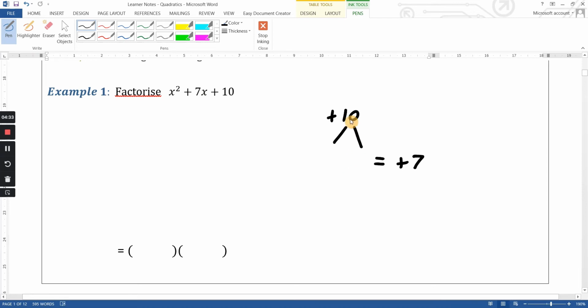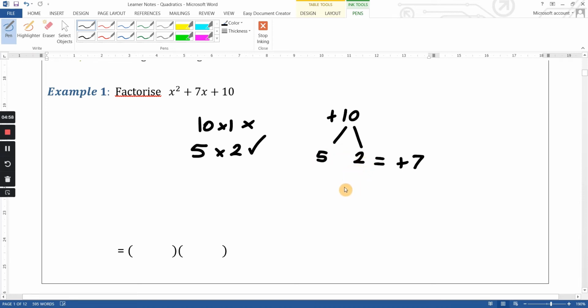So 2 numbers that multiply to give you 10 are 10 and 1. But that's not going to give me 7 though, is it, when I add them? So let's not use that one. What about 5 and 2? Yes, 5 and 2, they're going to give me a positive 7 as well, aren't they? So definitely a 5 and a 2 here.